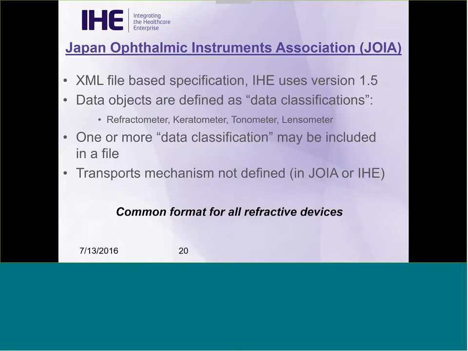Now, also as part of the Joya specification, the team is working together to add a new data classification. I don't have this on the slide, but we're working to generate a classification for an autophoropter. So again, there are multiple people on this call that are part of that team, and there are many people who are not on this call that are part of that team. But we're working together to create a data classification for an autophoropter.